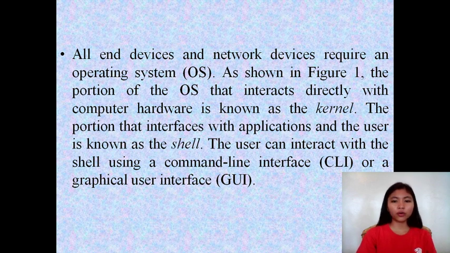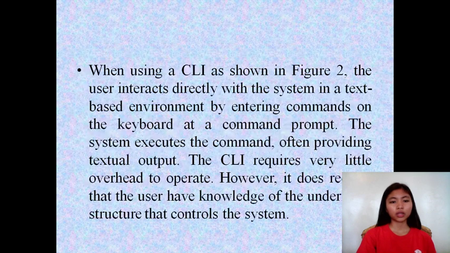The portion of the OS that interacts directly with computer hardware is known as the kernel. The portion that interfaces with applications and the user is known as the shell. The user can interact with the shell using a command line interface, or the CLI, or a graphical user interface, or the GUI. When using the CLI, the user interacts directly with the system in a text-based environment by entering commands on the keyboard at a command prompt. The system executes the command, often providing textual output.